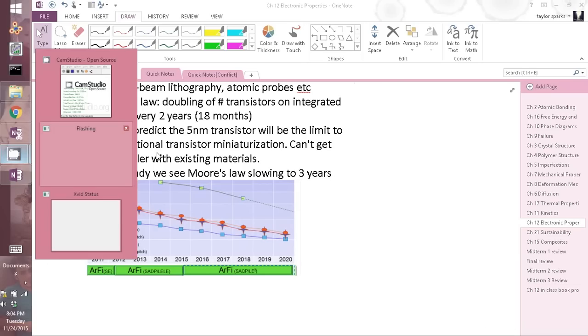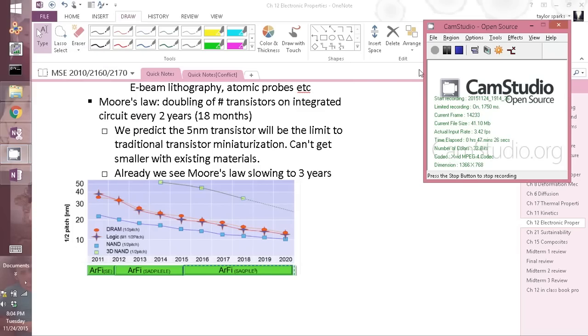I will pick up next time. We'll cover more dielectric materials and piezoelectric materials, and we'll finish up chapter 12.